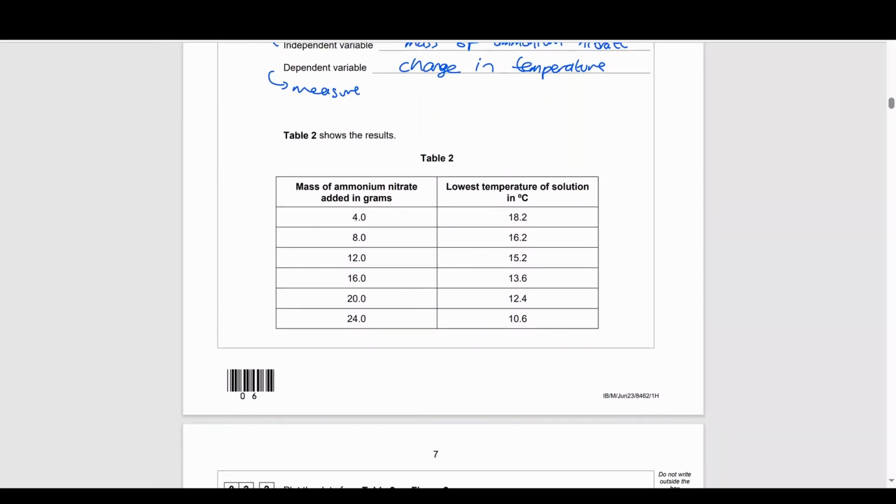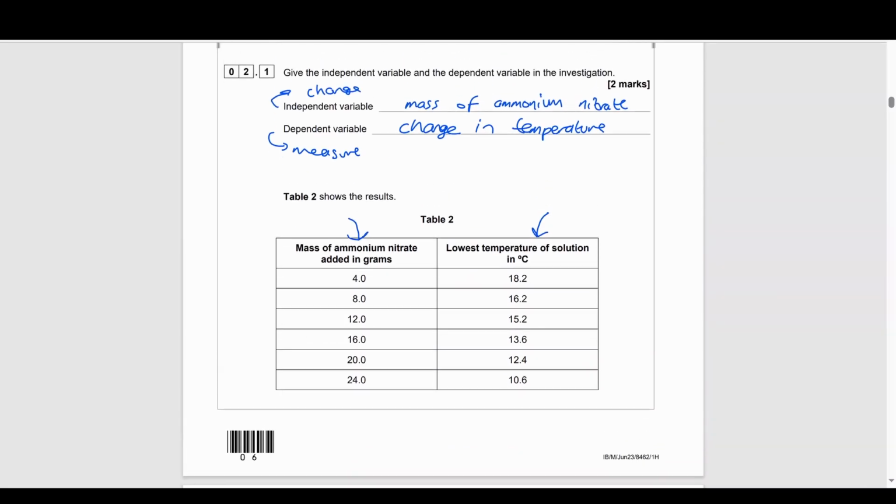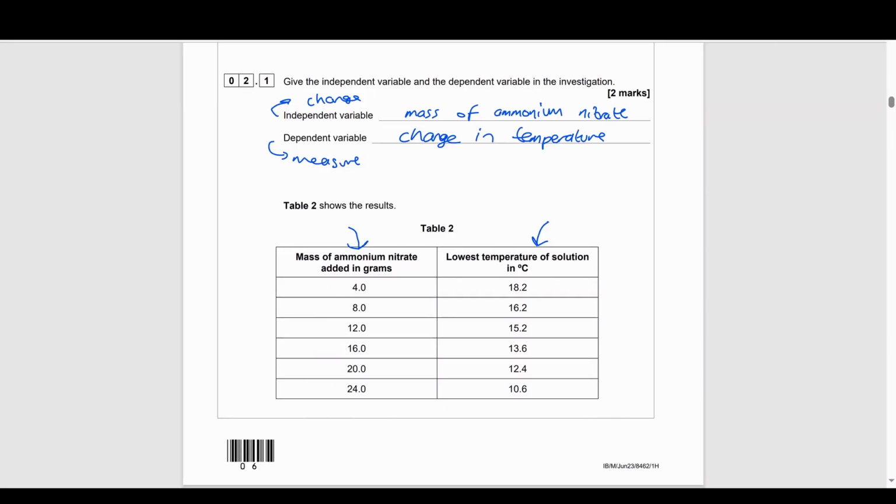Table 2 shows the results. So first column, mass of ammonium nitrate. Second column, lowest temperature of solution. So even if we weren't sure about this previous question, we could look at the table, because every time we have a results table, the first column should be the independent variable and the second column should be the dependent variable. So it does match what we've put for our answers to the previous question.